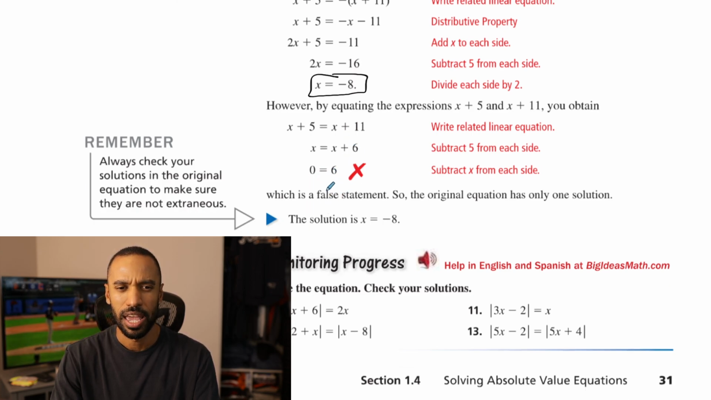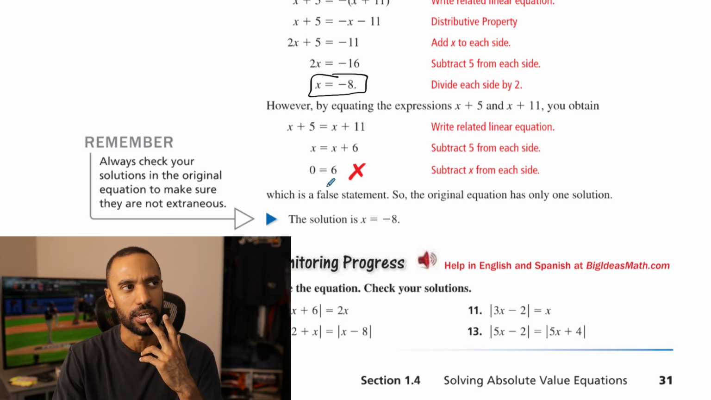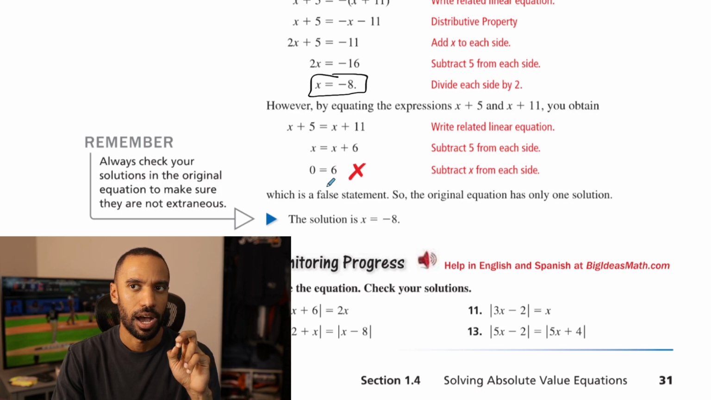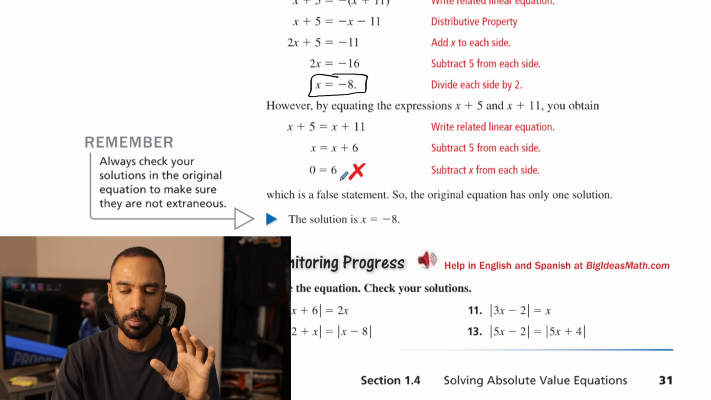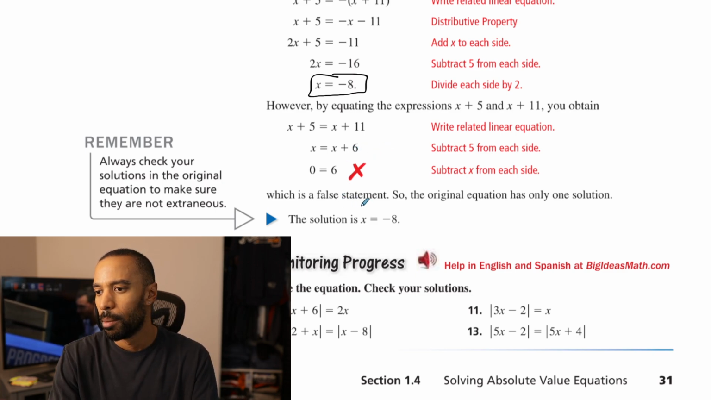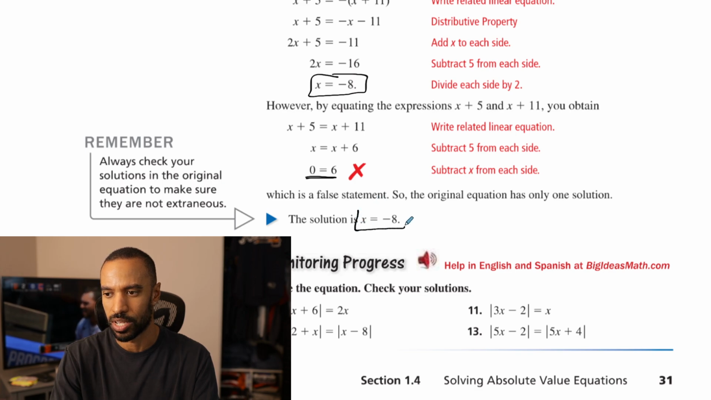It actually never intersects. And I want to think about what that appears as when you do that on a graph. I'm trying to think of the reason for why that would occur. I think I have some inkling of it. But you have a false statement here because you have a no solution case. So there's only one solution, which is x equals negative 8.